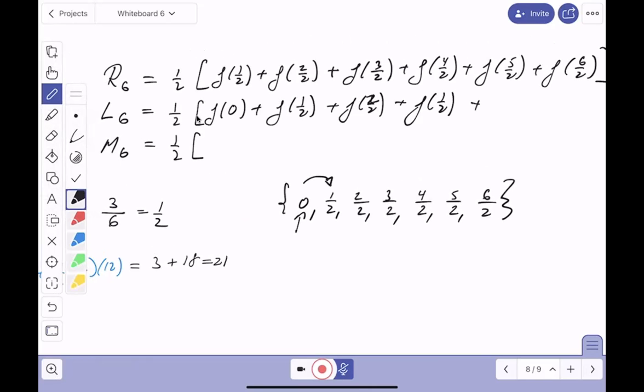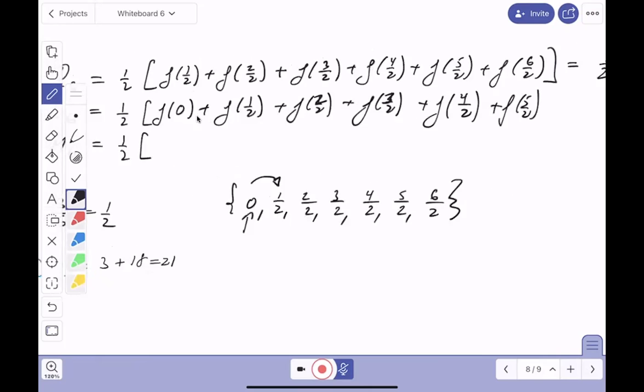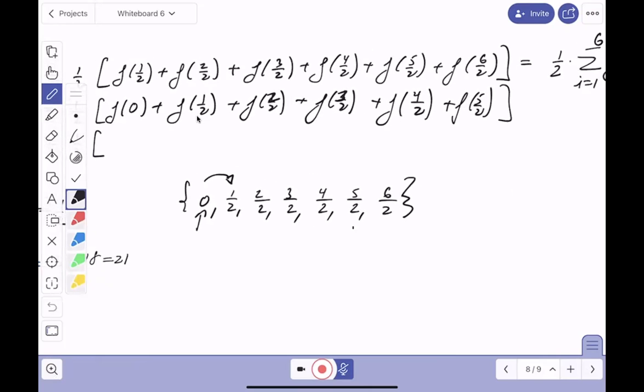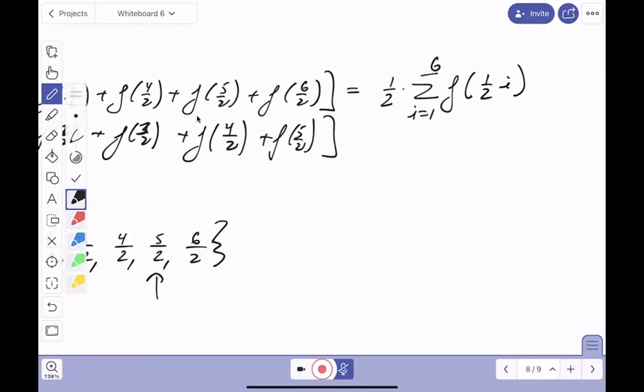2 halves, 3 halves. I'm daydreaming, by the way. F of 4 halves and F of 5 halves. Exactly where I expected to stop. Let's write down the sum. What's that going to look like? 1/2 sum F of 1/2 i, where i starts at 0 and stops at 5.